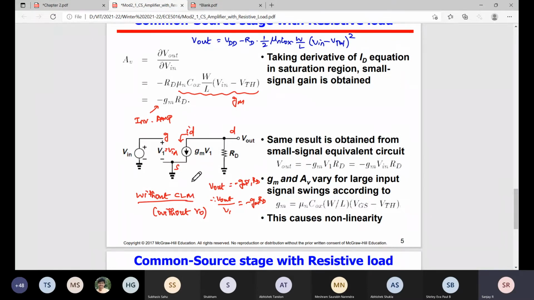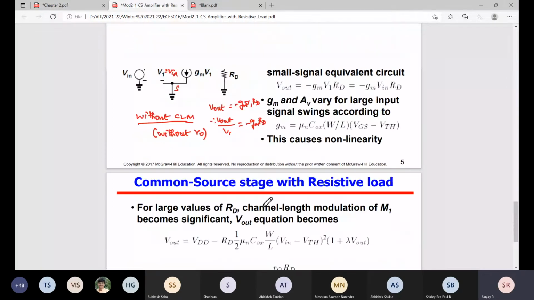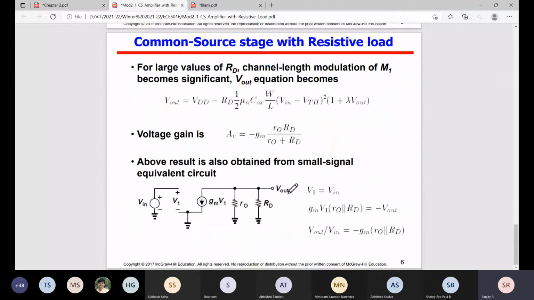So now we'll include the channel length modulation resistance. We'll include r0. Source is grounded, so r0 is also grounded. Now the equivalent resistance is r0 parallel with RD. So simply, in terms of RD, RD parallel to r0 will come. Therefore Av equals minus gm times (RD parallel r0). So due to finite r0, the gain will get reduced. Ideally it is minus gm RD. Due to channel length modulation, RD will become RD parallel to r0.